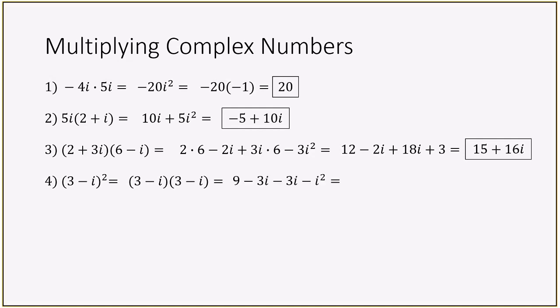3 times 3 is 9. 3 times -i is -3i. -i times 3 is -3i. And -i times -i gets you positive.